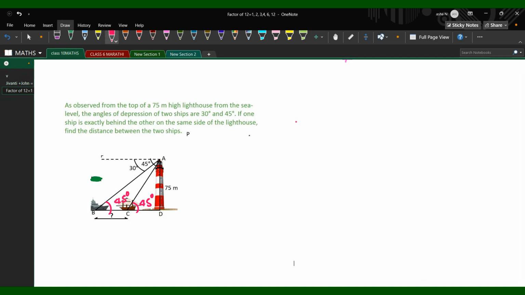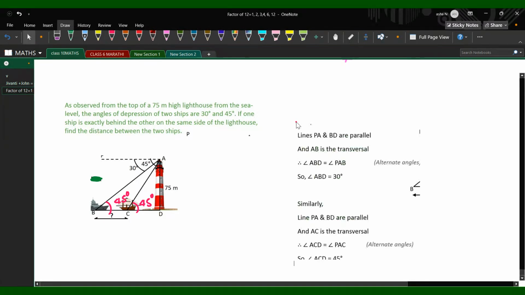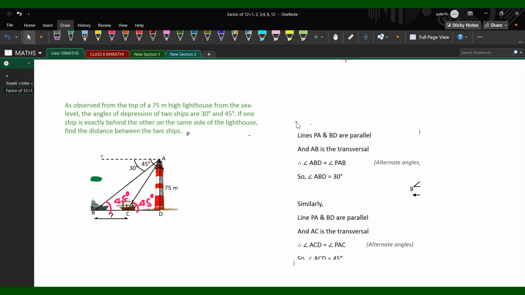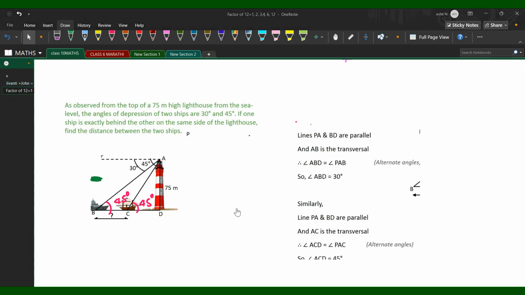Give it a try. But first, don't forget to write this alternate interior angle. This you have to write first, and then only we can start. Then it is easy because AD they have given already, opposite adjacent only we have to find out, and then separate the adjacent and find only BC. Come on, give it a try. Tell me BC.